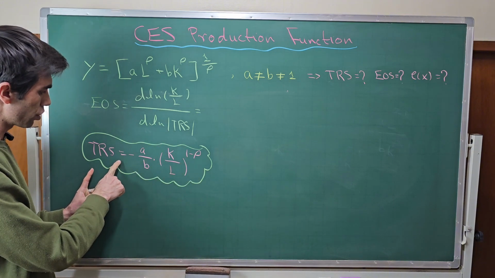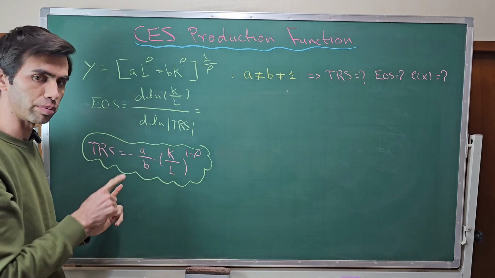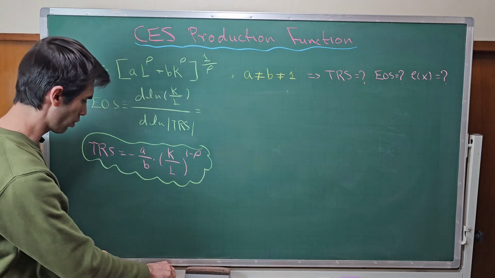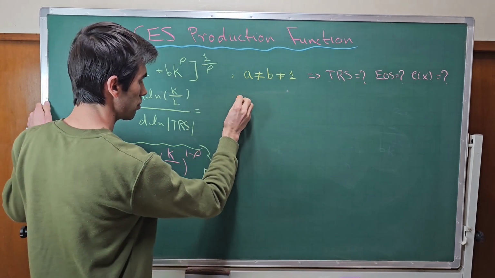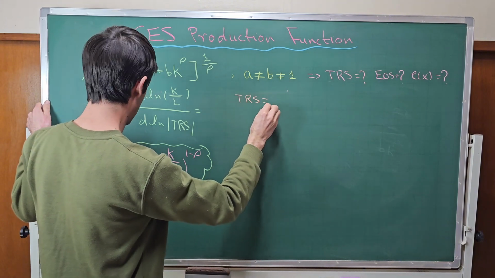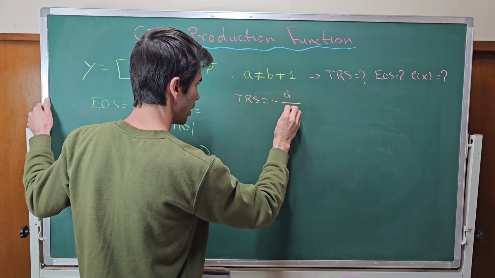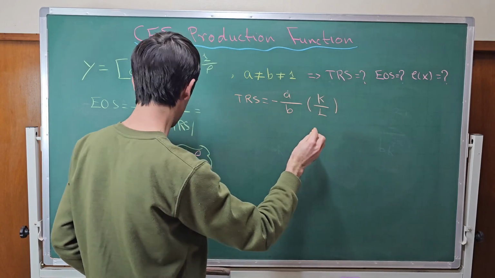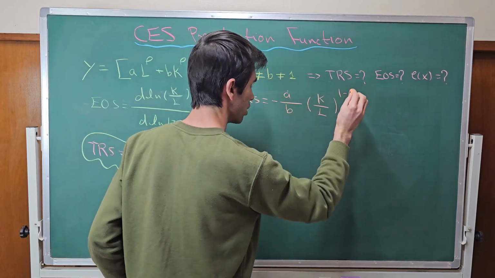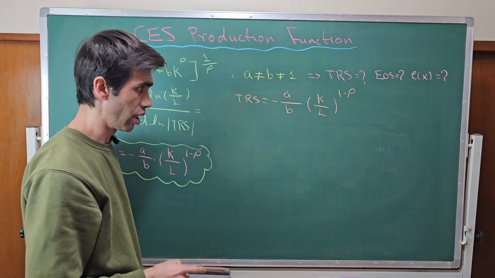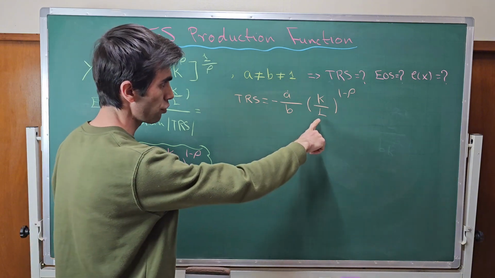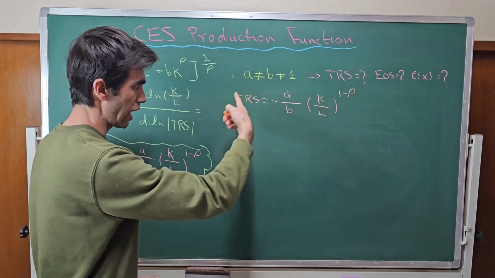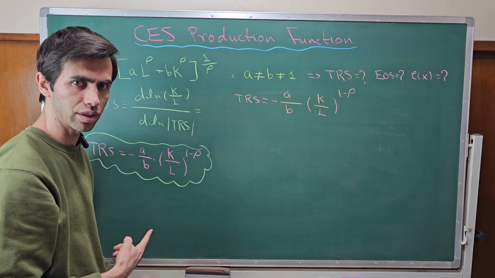So we need to transform this function to logarithmic form in order to take the derivative of ln of K over L with respect to ln of TRS. So what will we do? We have this one. The technical rate of substitution is equal to, let me write it down again, A divided by B multiplied by K over L to the power of 1 minus rho. We need to find K over L, so we need to move everything else to the other side of the function.